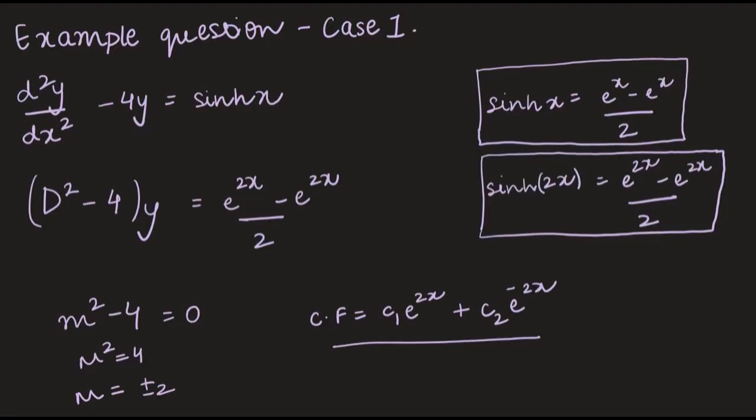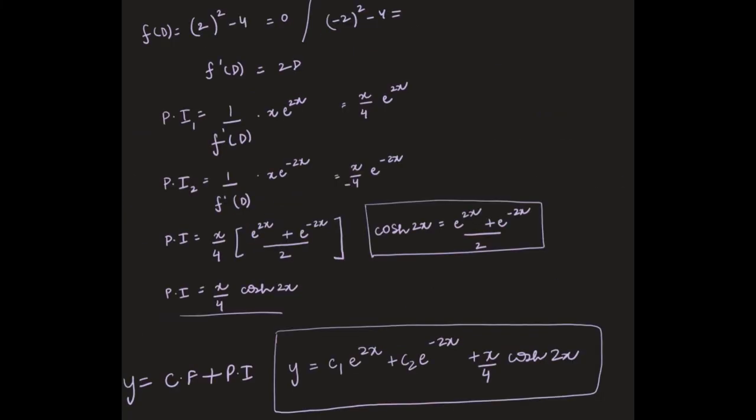Let's look at an example question. Here, after finding the complementary function in the same way Nithya explained, we look at the right-hand side, which is sinh x. Here we use the formula (e to the power x minus e to the power minus x) by 2. Since f of a is equal to 0, we use the derivative and multiply by x. We combine the particular integral from both values and add it to the complementary function for the final answer.